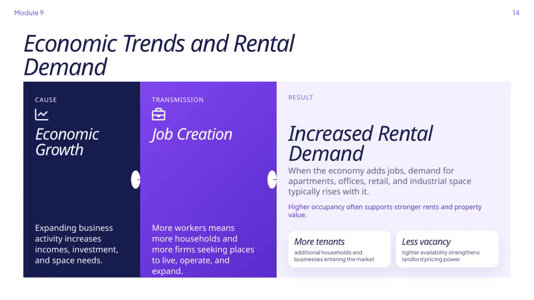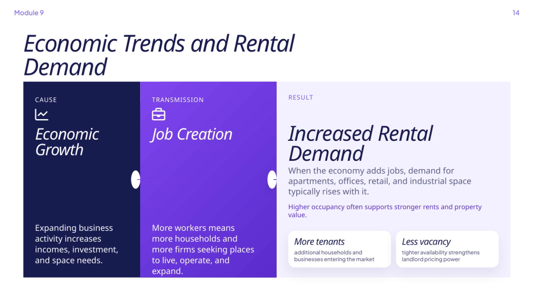Here, we see how economic trends directly influence rental demand. When the economy grows, business activity expands, which causes increased incomes, investments, and the need for more space. This growth leads to job creation, and with more workers, there are naturally more households and firms looking for places to live, work, and grow their operations. As a result, we observe increased rental demand.